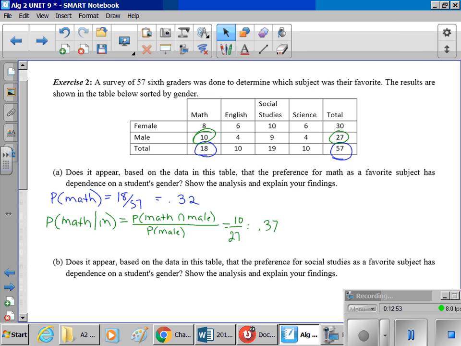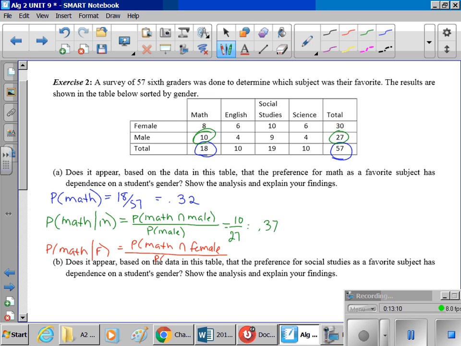And the last one I'm going to do is the probability of math given that it's a female. So that's the probability of math and female over the probability of female. So that's going to equal the probability of math and female, which is 8, over the probability of all females, 30. This is female, 27.